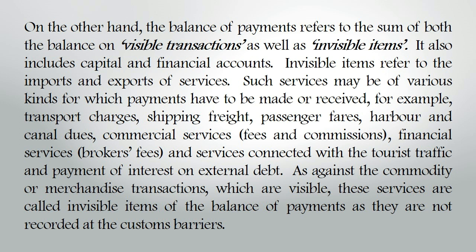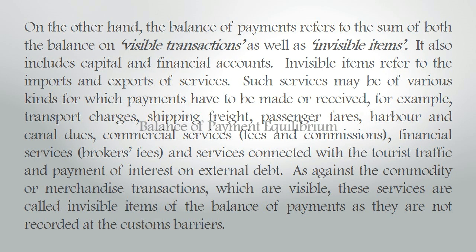passenger fares, harbor and canal dues, commercial services, fees and commissions, financial services, brokers' fees, and services connected with the tourist traffic and payment of interest on external debt. As against the commodity or merchandise transactions, which are visible, these services are called invisible items of the balance of payments as they are not recorded at the customs barriers.